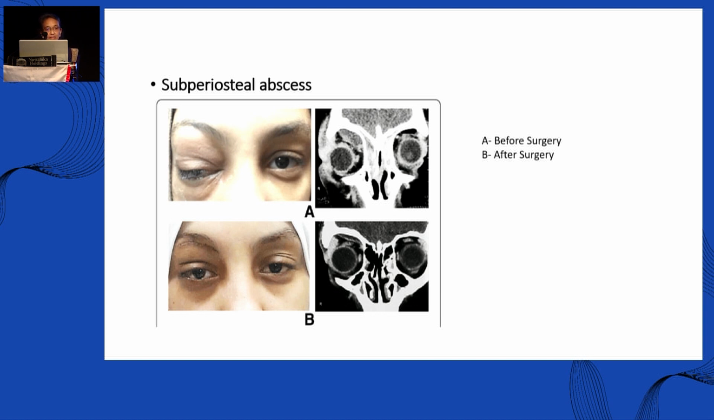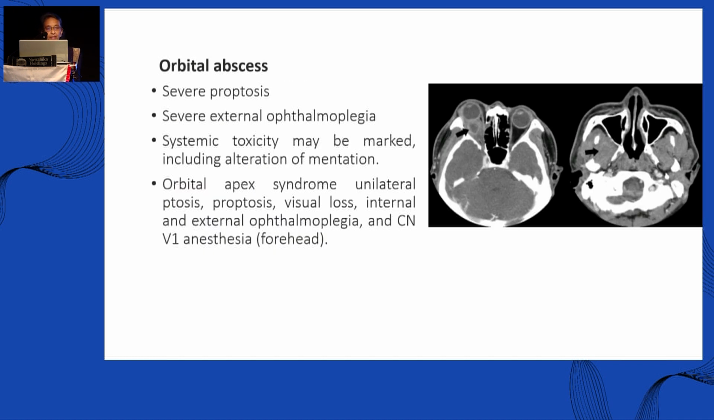Again, all the features of orbital cellulitis are there, but there's a downward displacement of the globe. In the CT scan you can see the collection of pus superior to the globe with globe displacement, and the lower picture is the patient, who has come back to normal after surgery. The other one is orbital abscess. There will be severe proptosis and ophthalmoplegia, and the patient will have marked systemic toxicity with change of mental condition. There will be features of orbital apex syndrome: ptosis, proptosis, visual loss, external ophthalmoplegia, and corneal anesthesia.